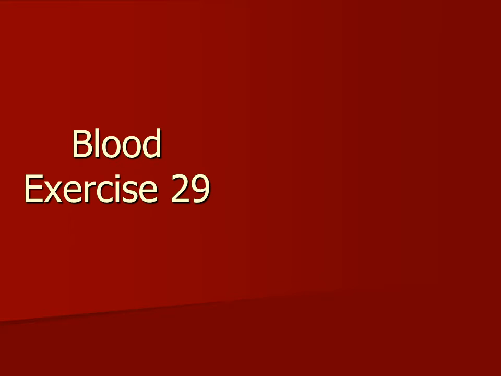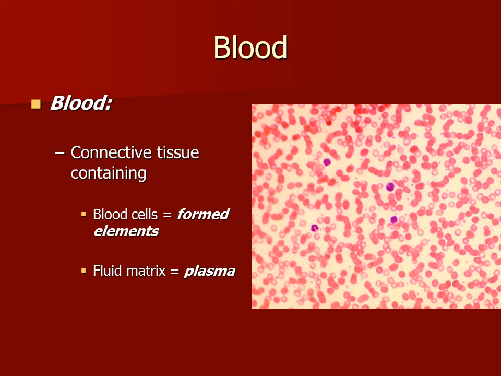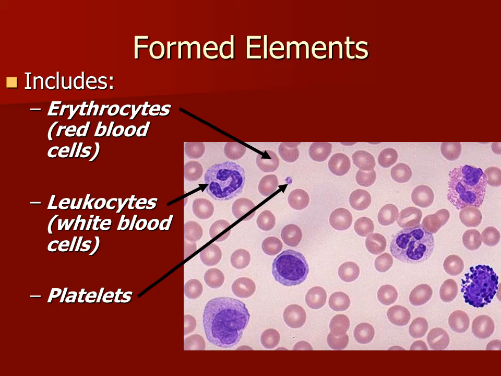This exercise deals with the blood. We're going to look at the components of the blood and then at the end how you type blood. Blood, remember, is classified as a connective tissue. The formed elements are the actual blood cells and the matrix would be the plasma. In this case, the matrix is fluid.